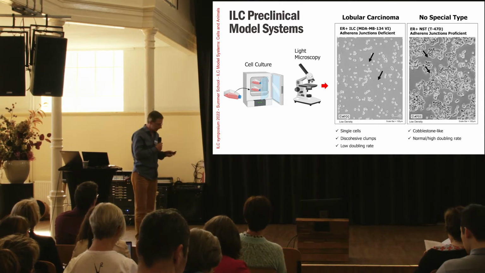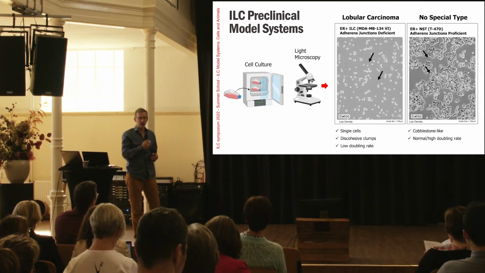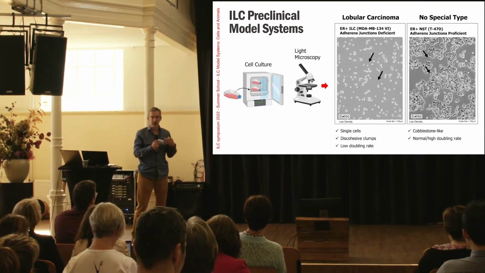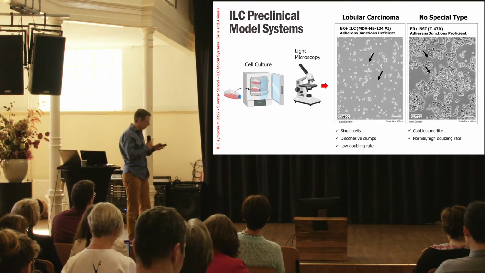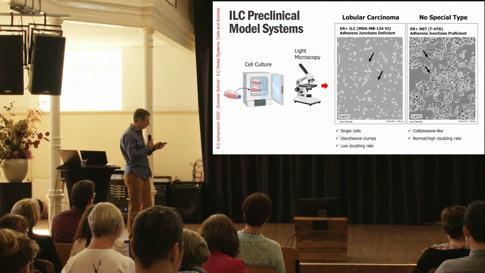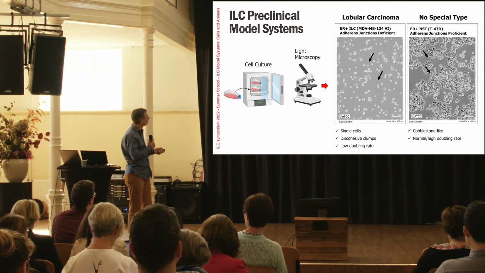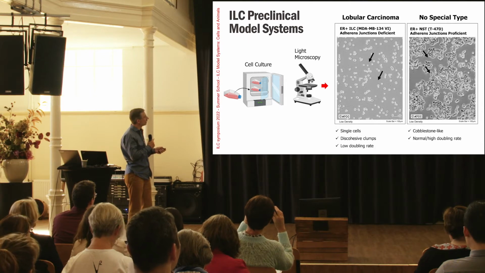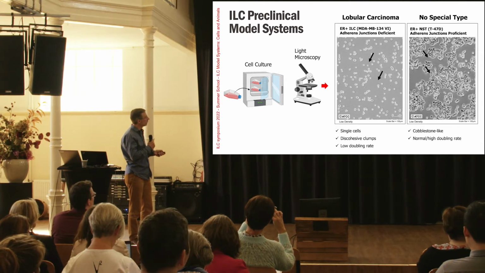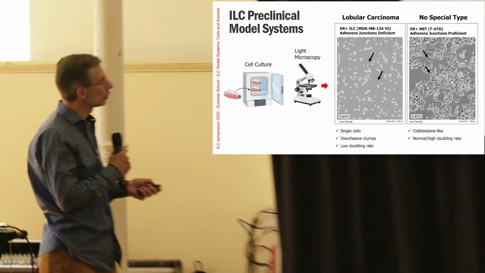So for the cell lines, as George said, there are challenges with the cell lines. There aren't many of them, and they grow very slowly, and they're kind of hard to grow in culture. When you look at them, however, they do look a little bit like the human disease. So this is a traditional NST cell line, or an invasive ductal cancer cell line, where the cells grow and they attach to each other.